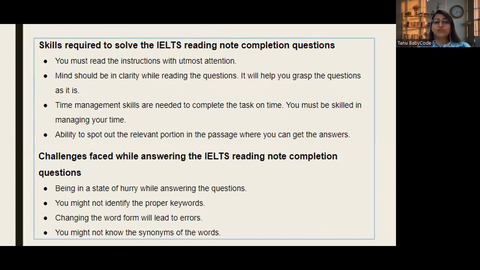You will be in a state of hurry also. You might not identify proper keywords. You are going to change your word form, then again you're going to have errors. You might not know any synonyms of the word, then again you will face some challenges, right?